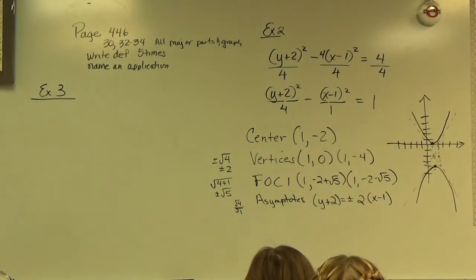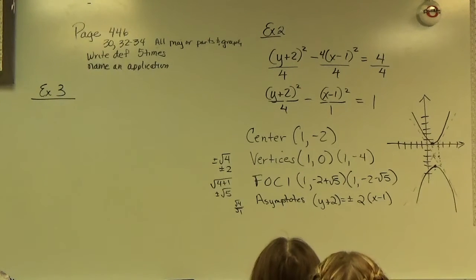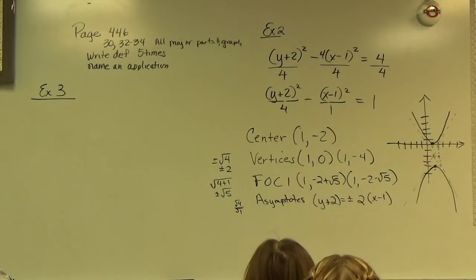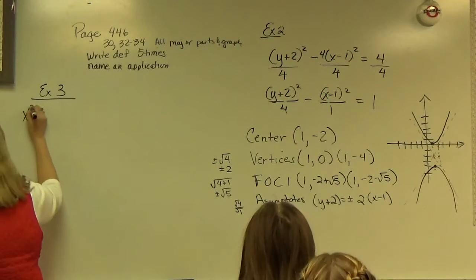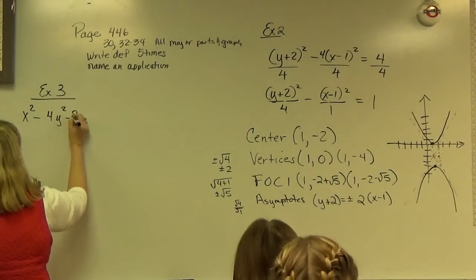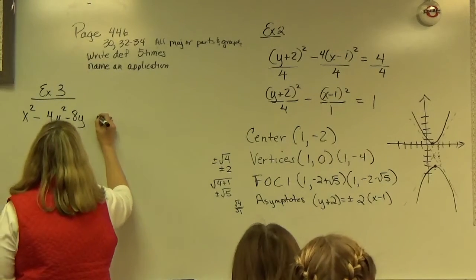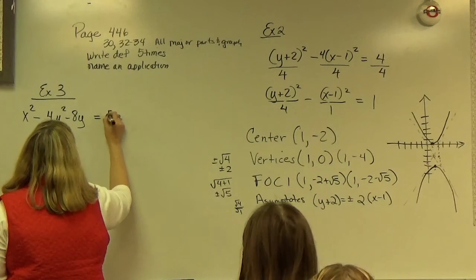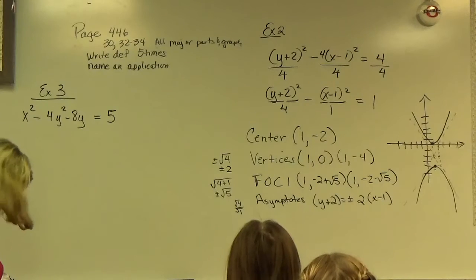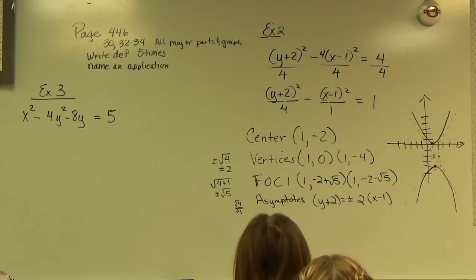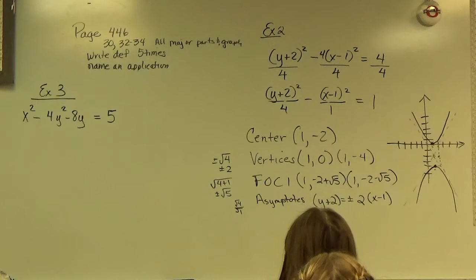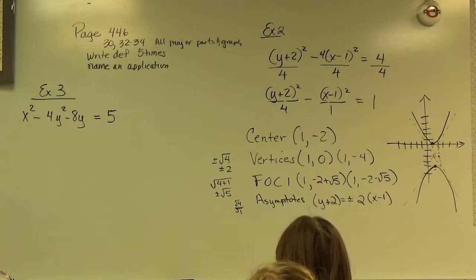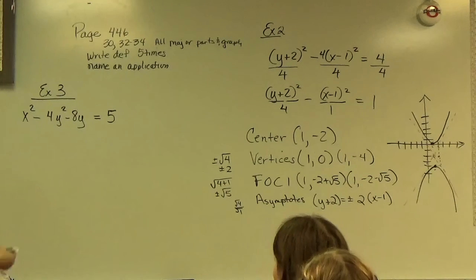Now, you guys have been completing the square, have you not? So we're going to do one that you're going to have to complete the square with. Okay, so what do we do when we complete the square? You group your x's together, group your y's together, get your constant on the other side. Ellipse, circle, you've done it.